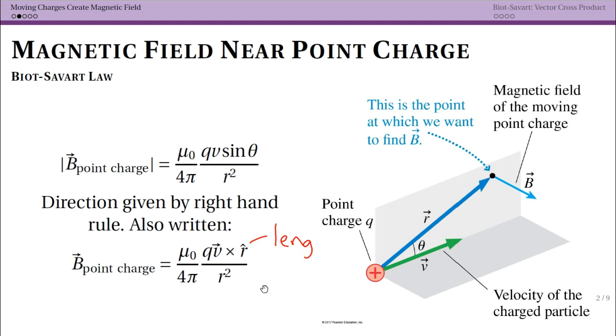That's not how that's spelled: length of 1. And so it points in the same direction as r hat, but it really just has a length of 1. And so when you have v cross r, the right-hand rule will give you the direction from that, and that also tells you that the result will be perpendicular to both of those vectors.